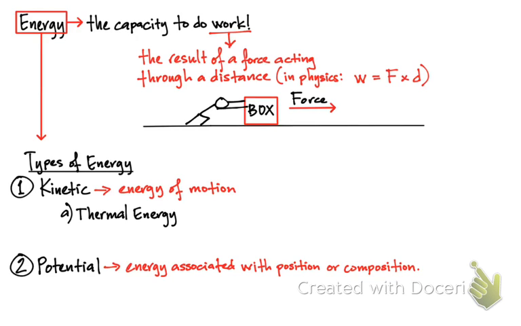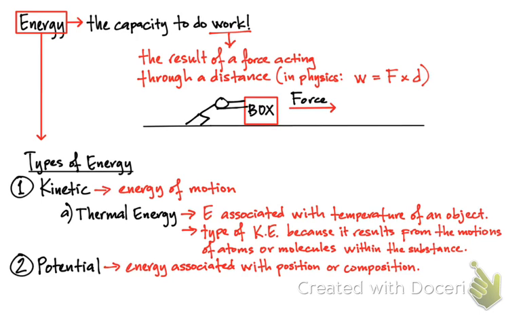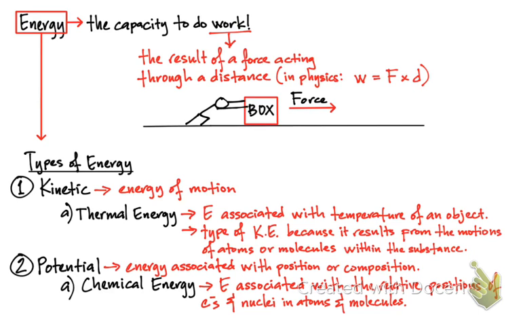Thermal energy is a good example of kinetic energy. It's the energy associated with the temperature of an object or a given system. This energy results from the movements of atoms or molecules within a given substance. Chemical energy is an example of potential energy. This is the energy associated with the relative positions of electrons and nuclei in atoms and molecules.